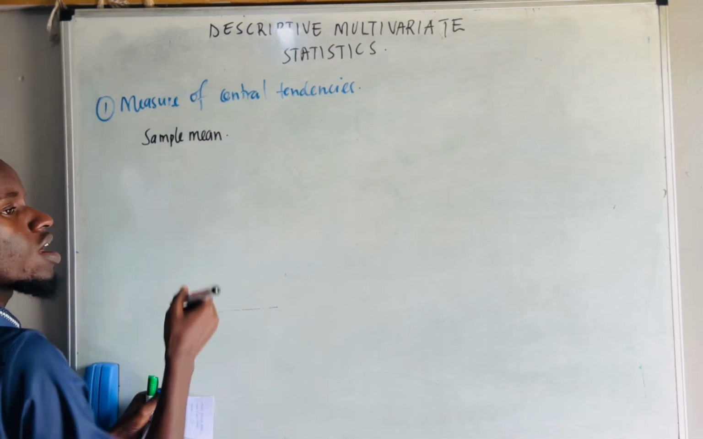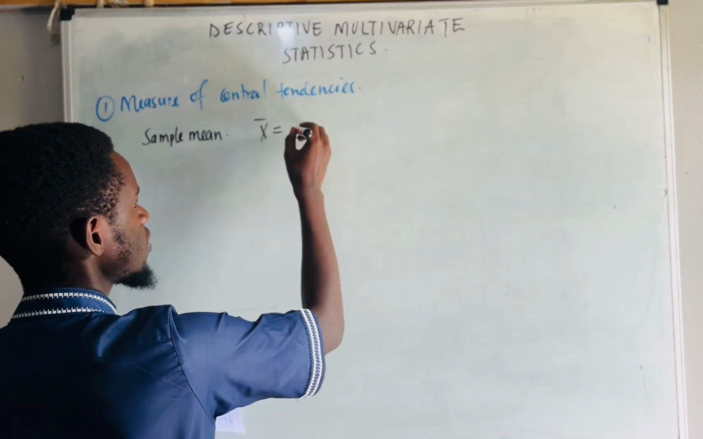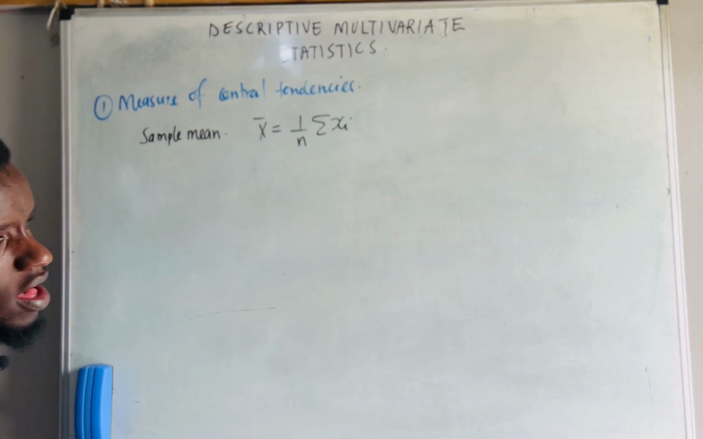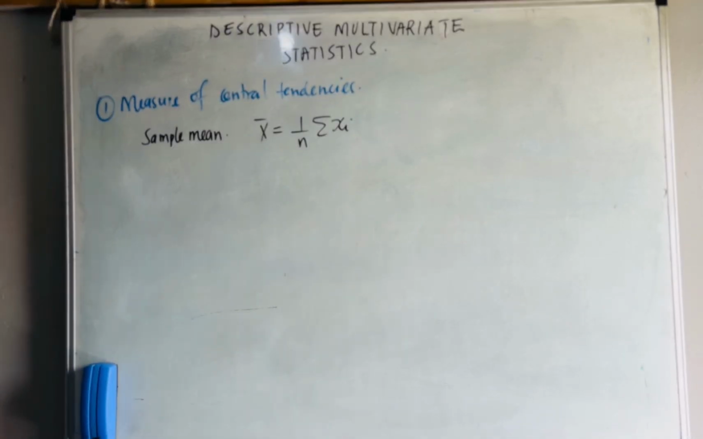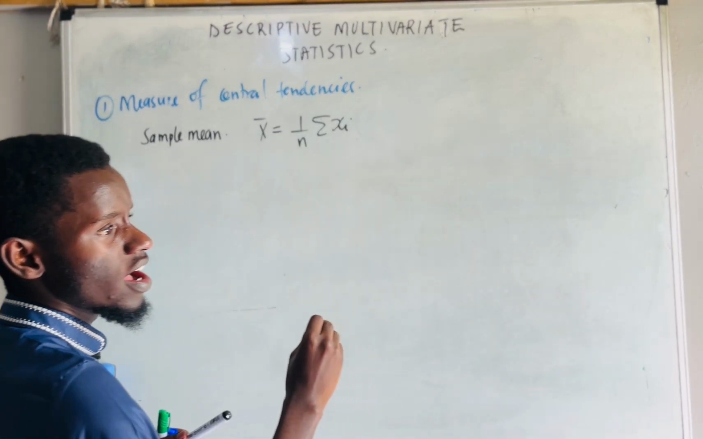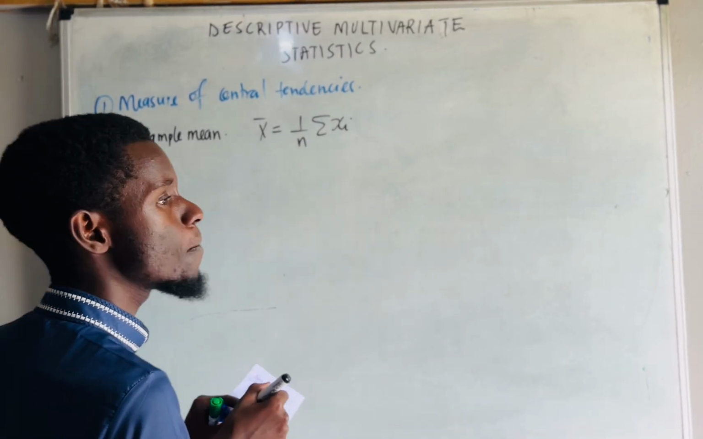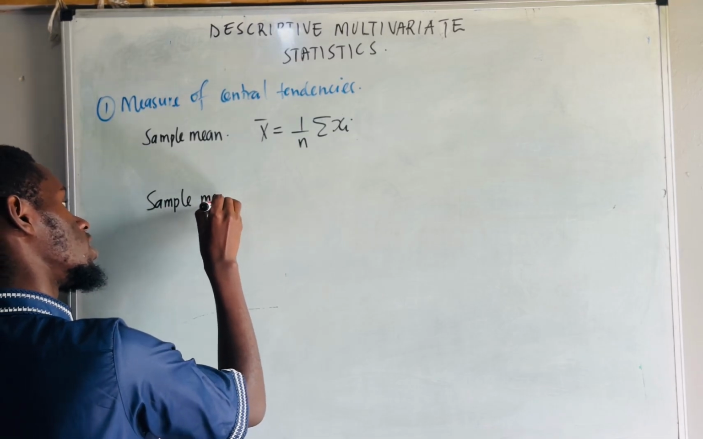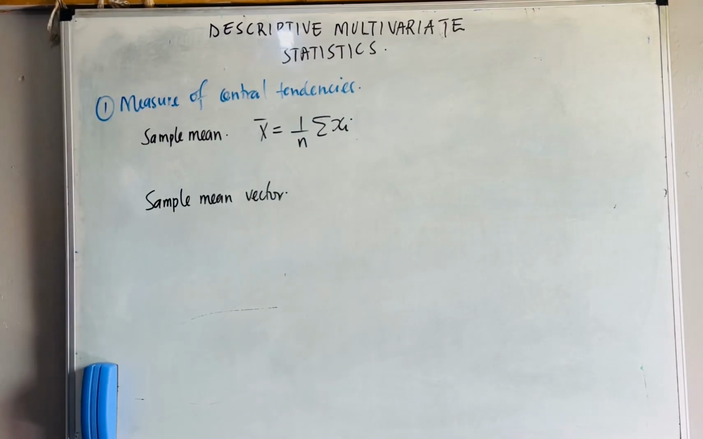Now, if we had one variable, remember our mean for one variable, we say that x bar is the same as having 1 over n summation of xi. We just sum the values we have and then divide by their number. Yes, that is the sample mean. But now we have a vector of variables. We have many variables, x1, x2, x3. Therefore, we need to find the sample mean vector. This will apply if you have a number of variables.